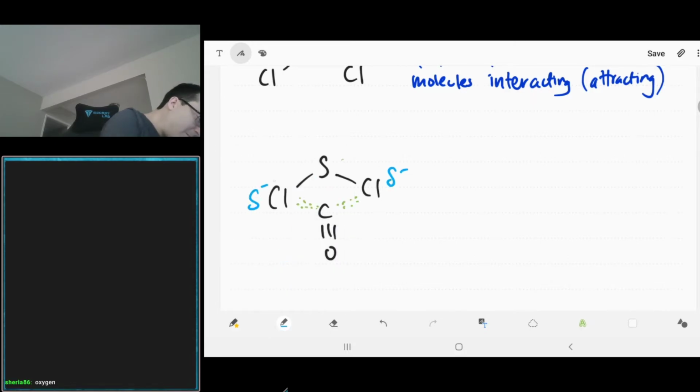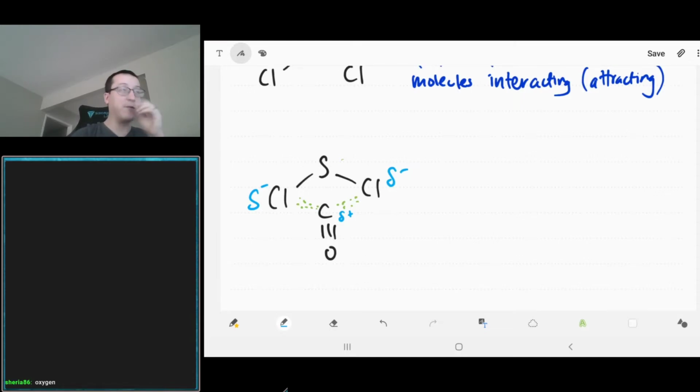Remember, the chlorines were slightly negative, and our carbon was slightly positive. This could also be a potential situation for how these would have interacted. So we just want to make sure that our positives and negatives are happily interacting with each other.